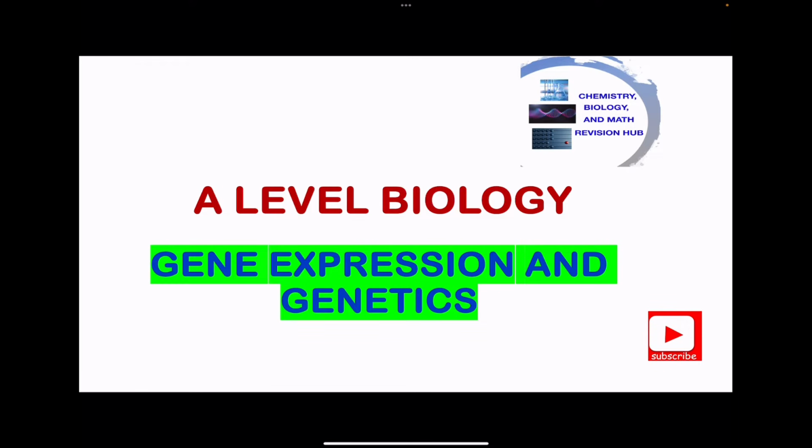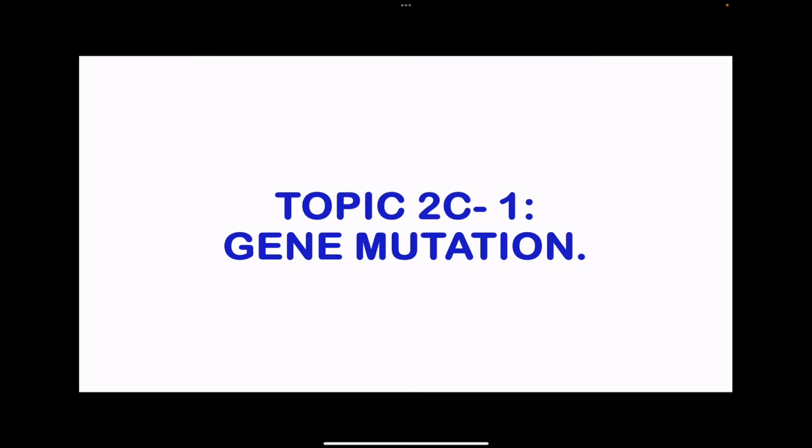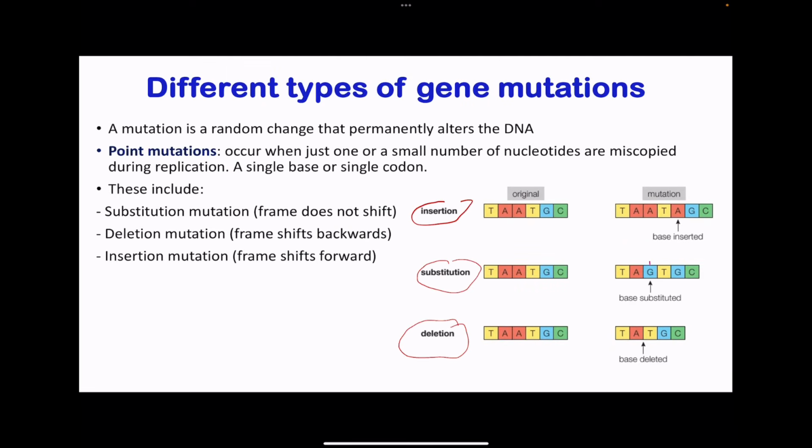Today we're doing the A-Level Biology revision topics, and this is about gene expression and genetics. The first part of Topic 2C is Topic 2C1, which is about gene mutation. The different types of mutations we're going to talk about include point mutations, which include these three here. We'll talk about mutations involving genes as well as mutations involving whole chromosomes.